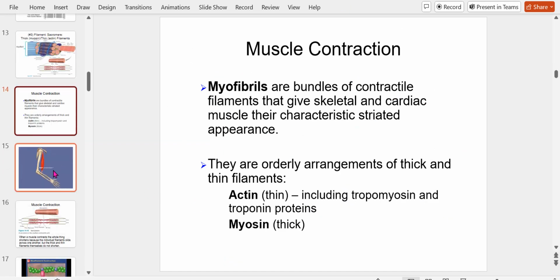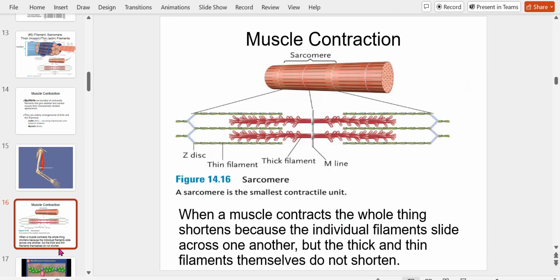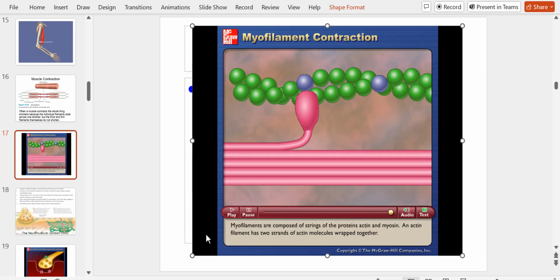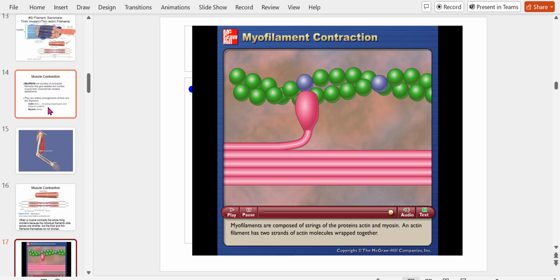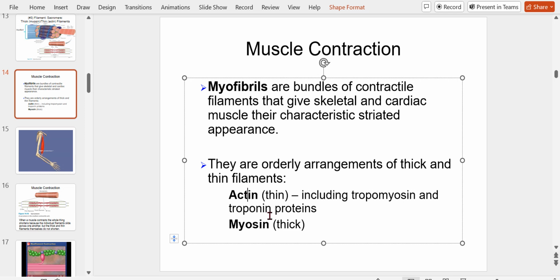These videos are awesome. Like this one here, you could play this video. I don't think that some of the videos came through, but I will include them in the folder, if they're not already there. So you'll see actin, thin, myosin, thick. On the actin filaments there's tropomyosin and troponin.